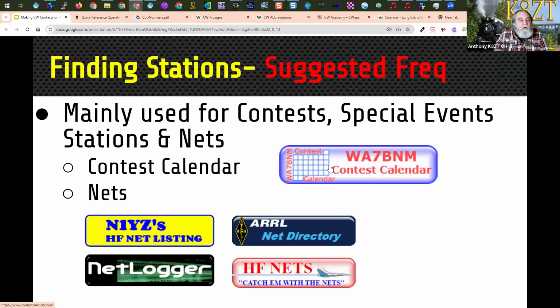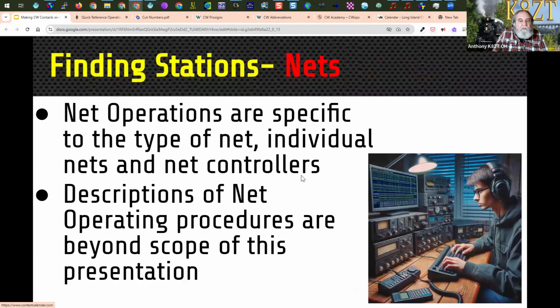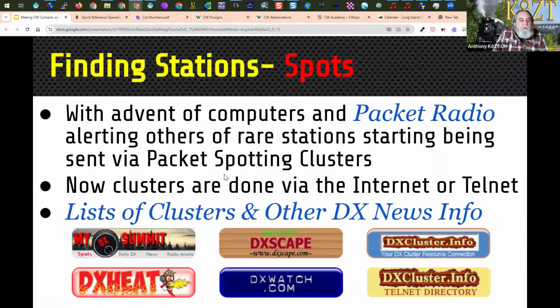You can also find out what contests are available and be ready to operate those. You can find out which contests are coming up this weekend. There's the Russian DX contest. It's both CW and phone. And there's also one state QSO party. I think it's the Virginia state QSO party this week. In addition to these spotting networks, don't forget about the reverse beacon network. It can also help you out greatly.